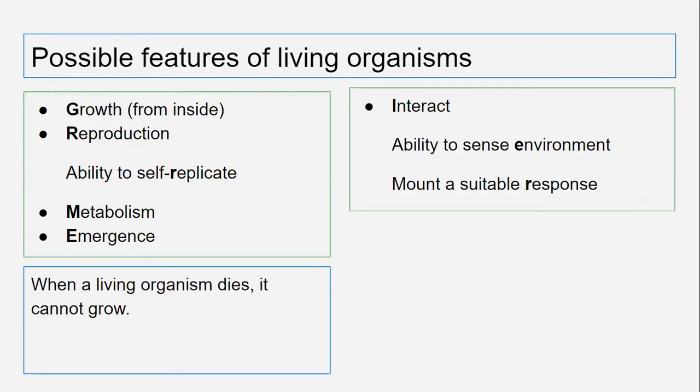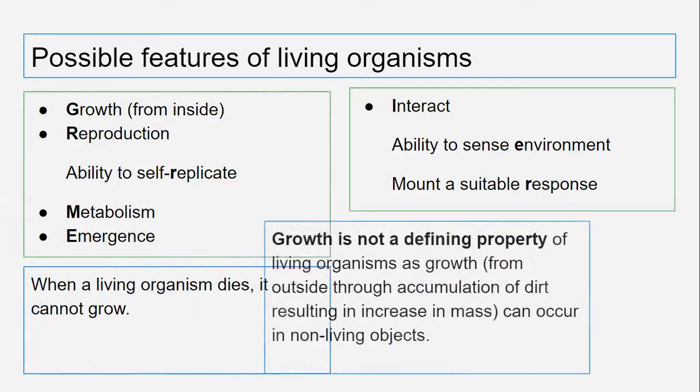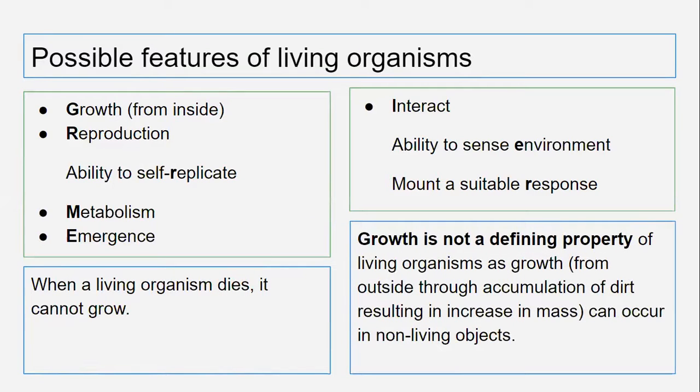And we also know that when something dies, it cannot grow, right? Now we must remember that growth, we would not include as a characteristic feature of living organisms. Yes, reproduction is, metabolism is, interaction, which is consciousness, is. But growth is not a defining feature. Why do we say that? We say that because if a rock accumulates dust, it would increase in size, but it is not a living organism. That's why we have removed growth from the characteristic features of living organisms.